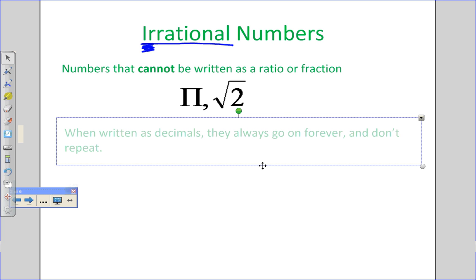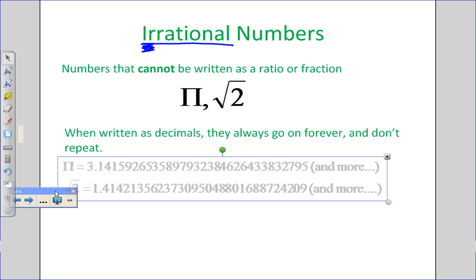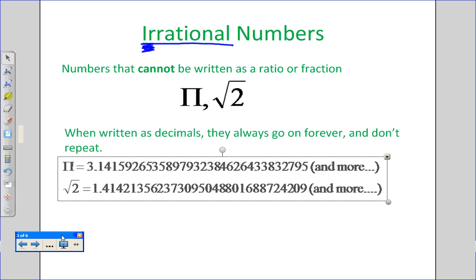And when you write these as decimals, they go on forever, but they don't repeat or have patterns like we saw before. For example, pi is 3.141592, and so on. It keeps on going, but it doesn't repeat ever, and there's no pattern. The numbers just go on forever with no pattern at all. The same thing with square root of 2. It's 1.41421, and it keeps on going. The numbers will go on forever, but there's no pattern or repeating in there. So that shows that these are irrational.